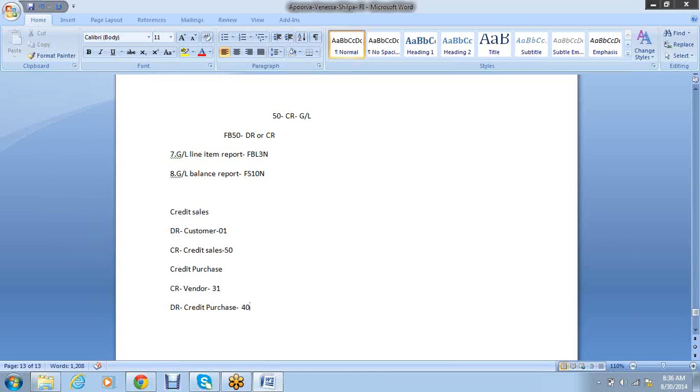For customers, again, it will be different. For vendor, it will be different. For asset, it is 70. But for debiting or crediting a GL account, it's 40 debit, 50 credit. Okay. Fine.